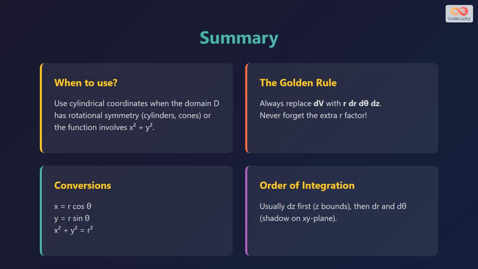To summarize, use cylindrical coordinates for objects with rotational symmetry. The conversion formulas rely on polar coordinates for x and y, while z stays the same. The most critical rule to remember is replacing dv with r, dr, d theta, dz. If you remember that extra r, you will avoid the most common mistake students make in Calculus 3.